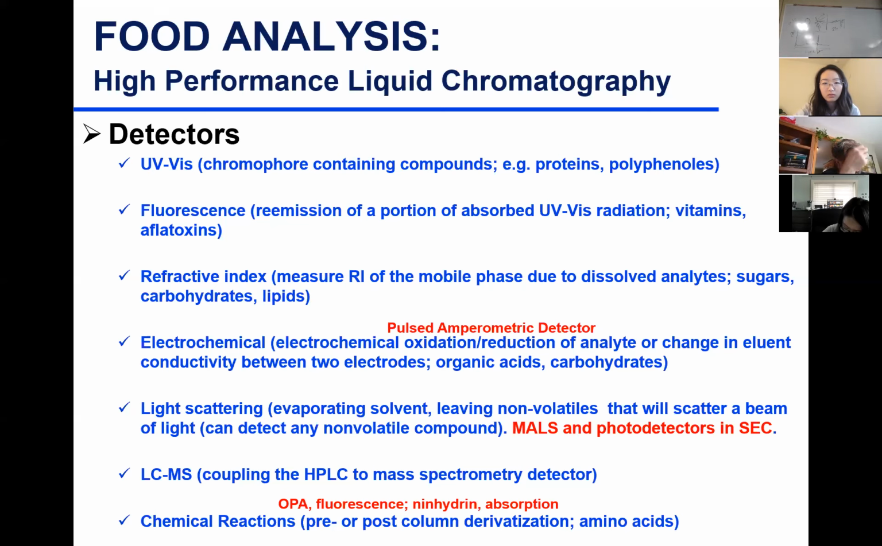And another limitation is you cannot use a gradient elution with refractive index. Why do you think you cannot use gradient elution with refractive index? Yes, Sam? Yes, but what else will be impacted? Refractive index, yes, Dan?